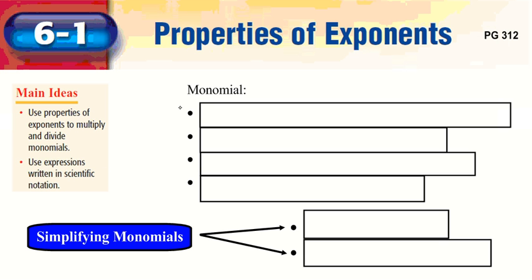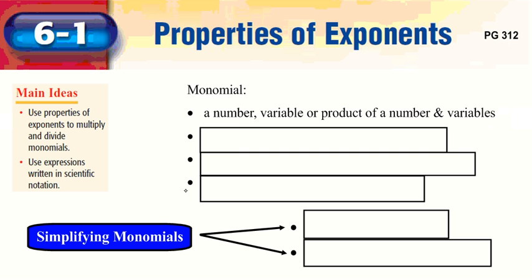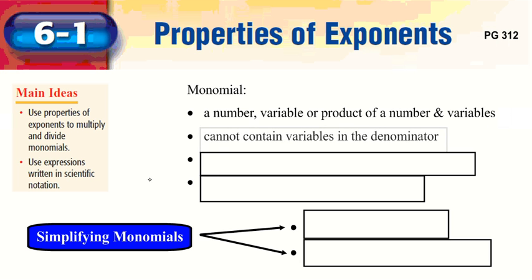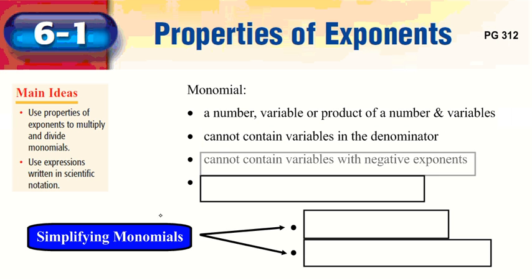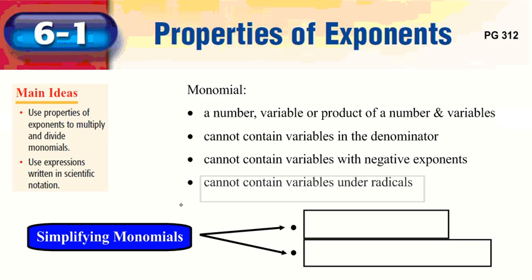So first off, we need to talk about what a monomial is. We had this way back in chapter 1. A monomial is a number or a variable or a product of both of those things. Some of the restrictions on monomials: they cannot contain variables in the denominator. They also cannot have variables with negative exponents. And they cannot have variables that are under a radical. If any of those three conditions occur, it is not a monomial. So you need to know what a monomial is before we can simplify those.